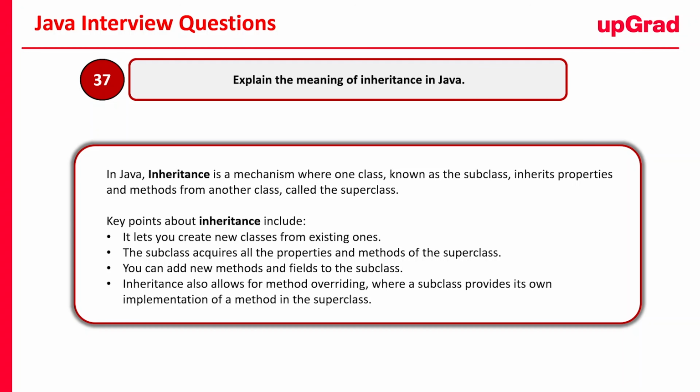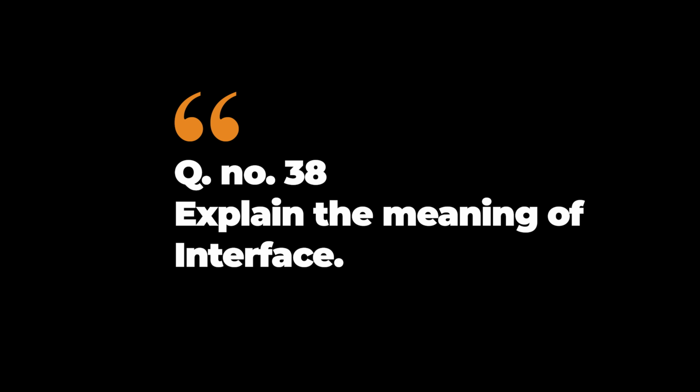So inheritance is a powerful tool in Java, making code reusable and more maintainable. So this was about inheritance in Java. Inheritance is one of the most important concepts that is being asked in interviews, so make sure that you understand it correctly. Alright, now coming to question number 38, which is: explain the meaning of interface.